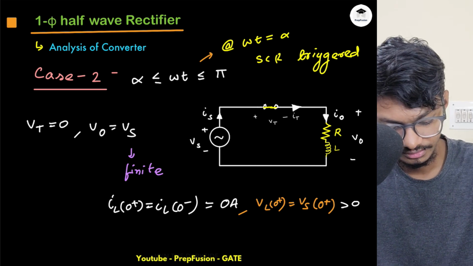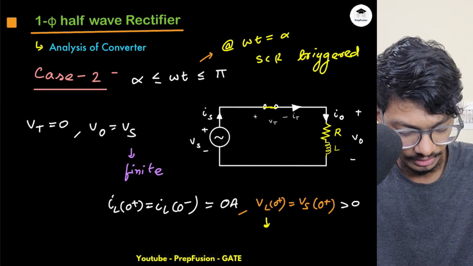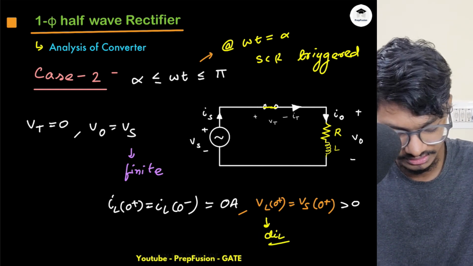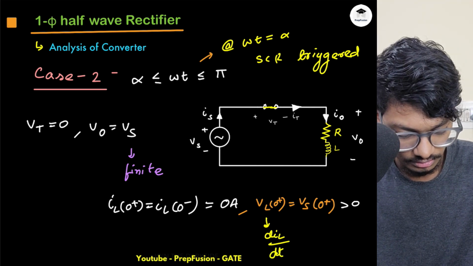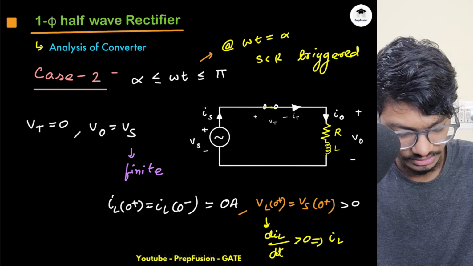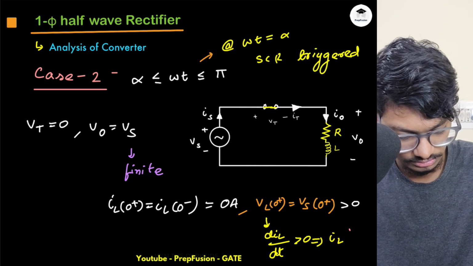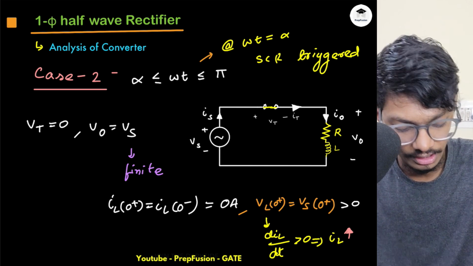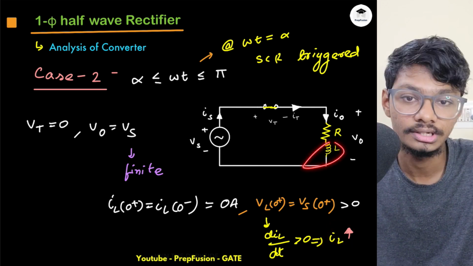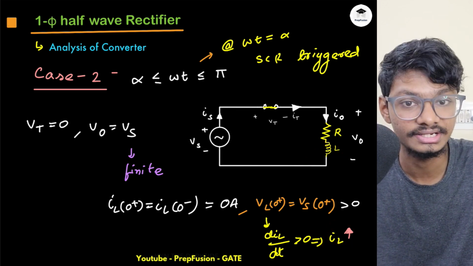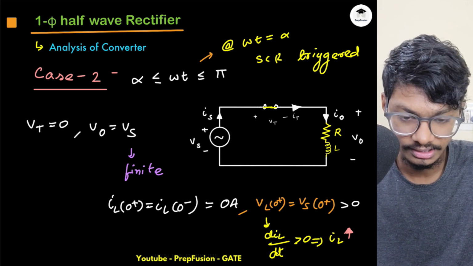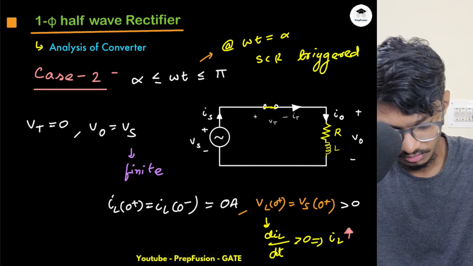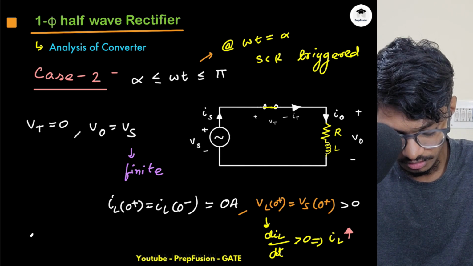Hence, as it is positive, that means my dIL by dt is greater than 0, because VL is equal to L dIL by dt. That means my IL is obviously increasing, right? So here what is happening actually? IL is increasing, the energy stored in the inductor is increasing. That means energy is getting stored in the inductor. The inductor is energizing. If the inductor is energizing, that means the direction of the power flow is from source to load.